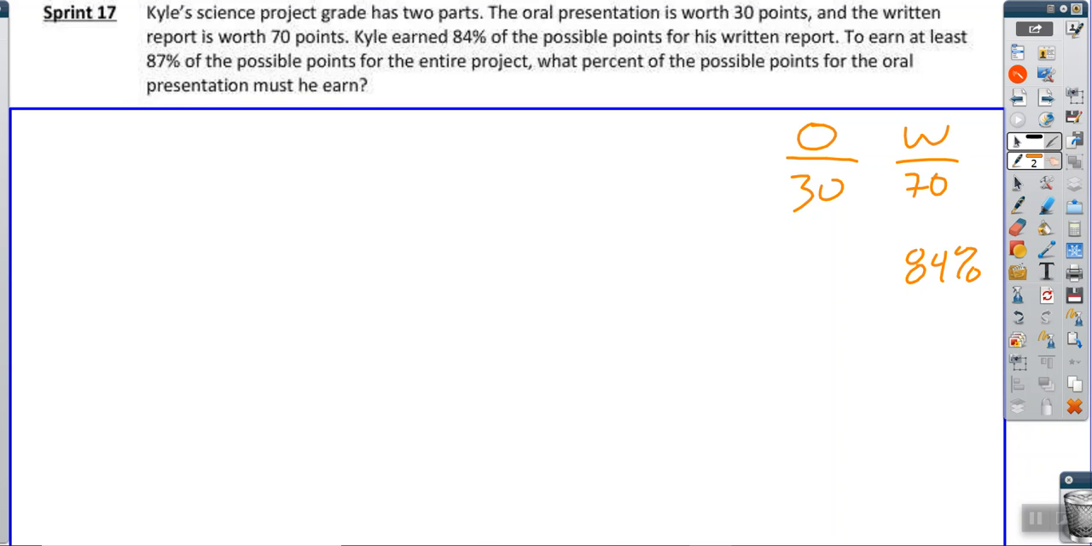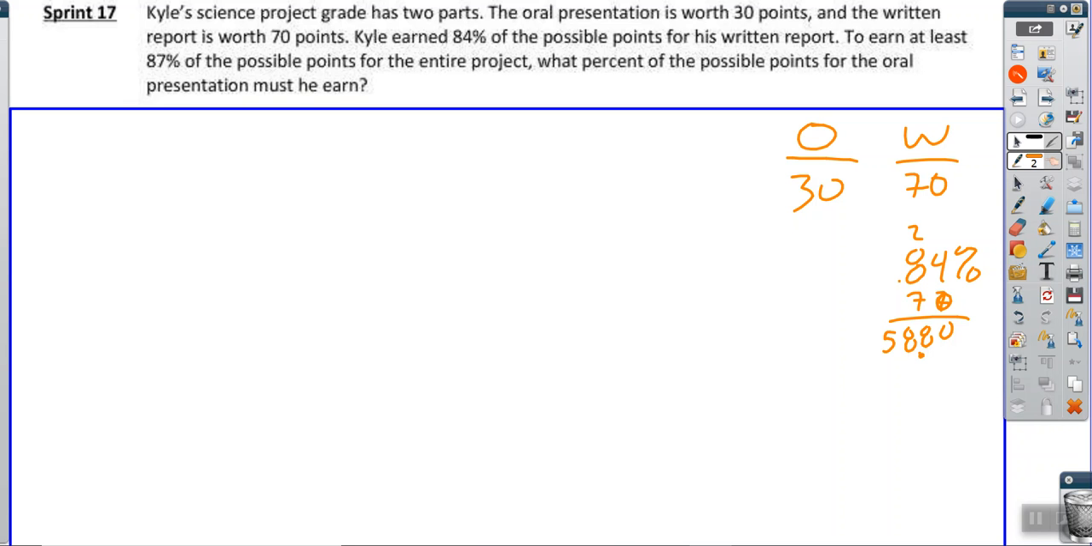Okay, so right now we know that, well, let's multiply 70 times 0.84. So I'm going to put the 7 here and put the 0 here. So 7 times 4 is 28, carry the 2, 7 times 8 is 56, plus 2 is 58. And we have 2 decimal places here, so that means right now Kyle has a 58.8 of the total points possible.